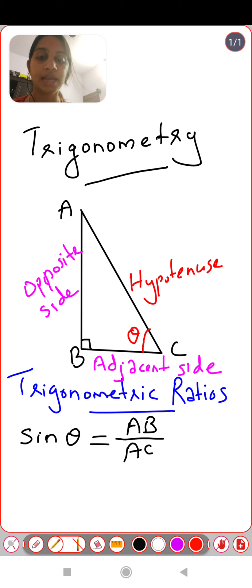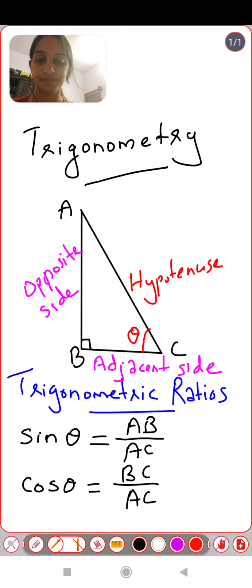And then the next one is cos of that angle theta. Cos theta means the adjacent side divided by the hypotenuse. Here the adjacent side is BC and the hypotenuse is AC. So cos of that angle theta is BC divided by AC.